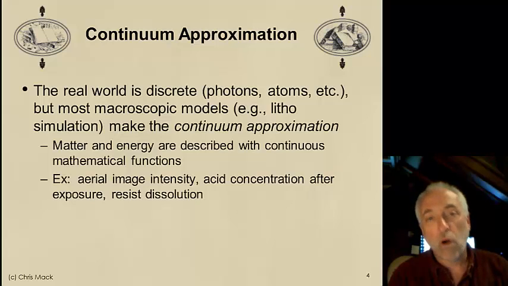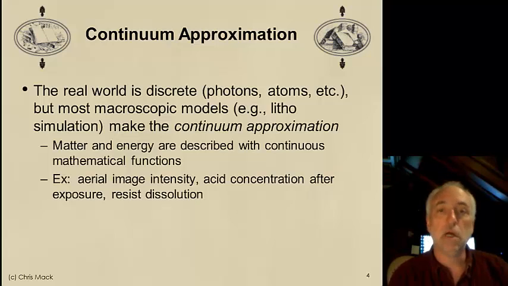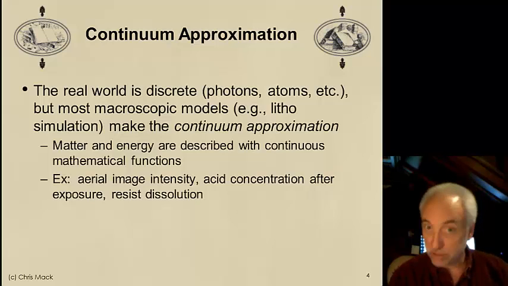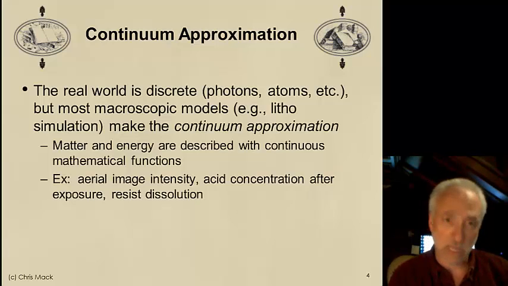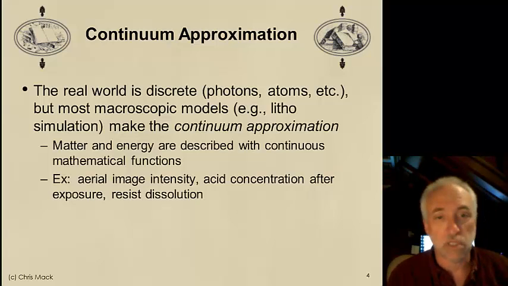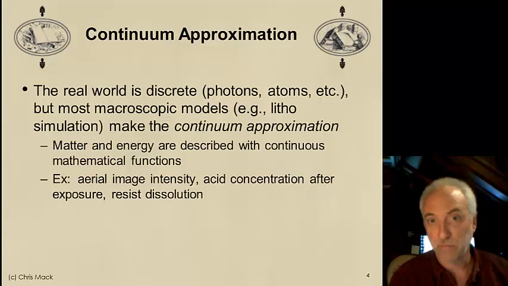But often our science, our chemistry, our laws of physics, our rate equations for chemical reactions, etc., make a continuum approximation. We think about matter and energy with continuous mathematical functions, not discrete mathematical functions. Why? Because it's a heck of a lot easier to deal with continuous mathematical functions. Cosines. We have equations that say the aerial image intensity is this and this, and it has a cosine as a function of x. There's no photon counting going on there. It's a continuum of energy.